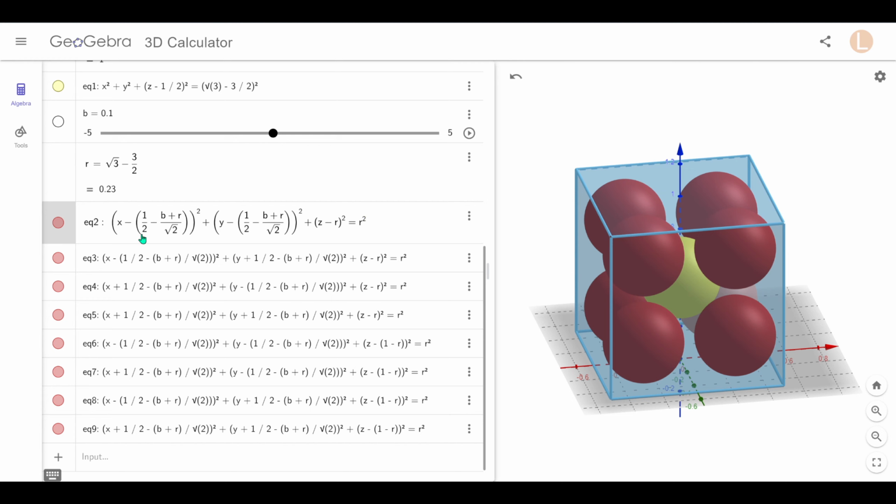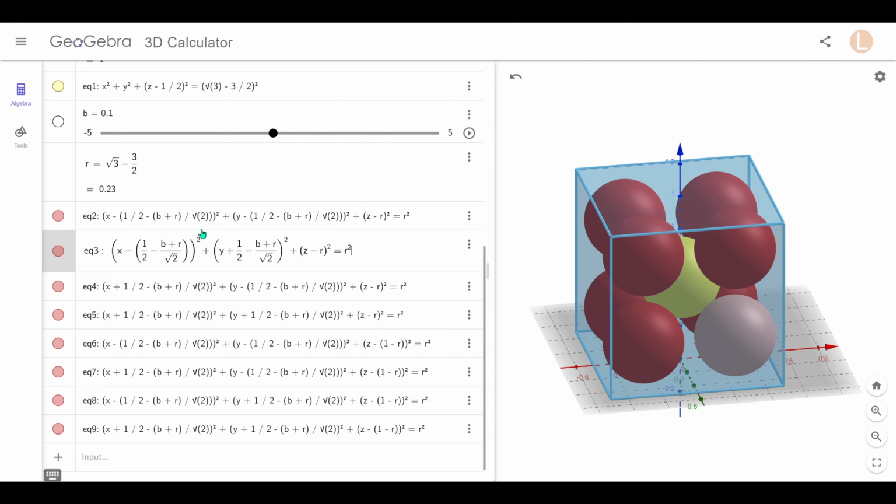So you'll notice here that I have 1/2 minus b plus r over radical 2. You'll have to look in the book, Learning Isn't Linear, to know what b is. But from the diagram that we had, you can see that r is equal to b plus r over radical 2. So you can replace this expression b plus r over radical 2 with just r. Okay, and then all the sphere equations are very similar.